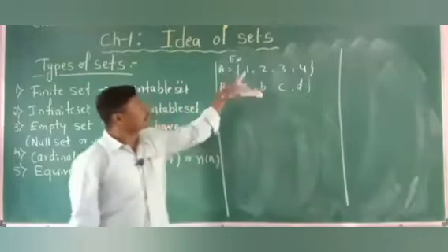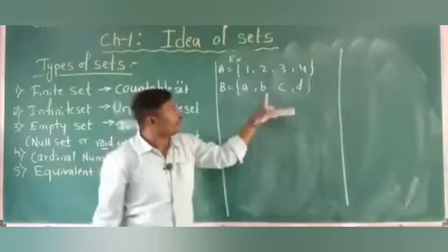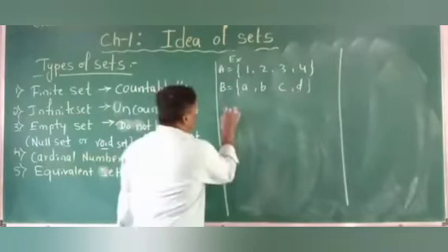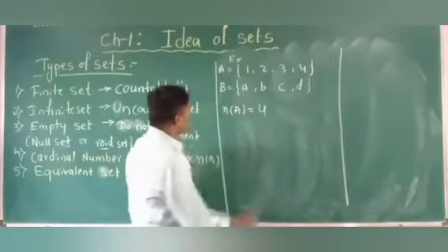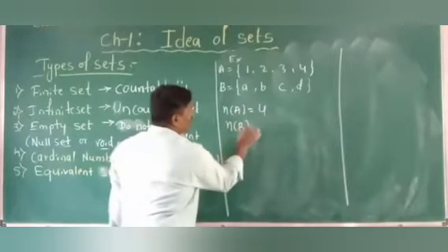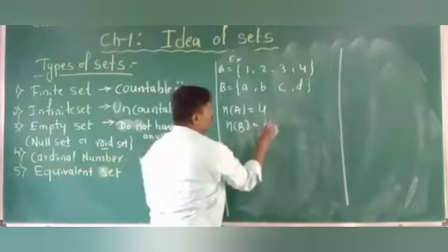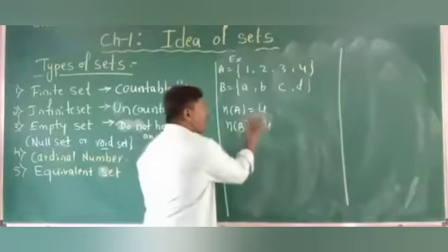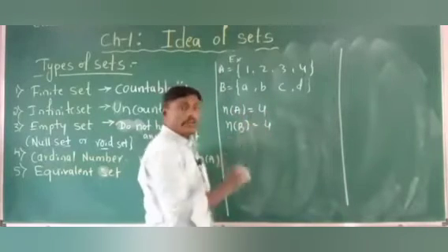Now what are the elements of set A here? 1, 2, 3, 4, and the elements of set B are A, B, C and D. What is the cardinal number of set A? The cardinal number of set A is 4, and the cardinal number of set B is also 4. So set A and set B are having equal number of elements.